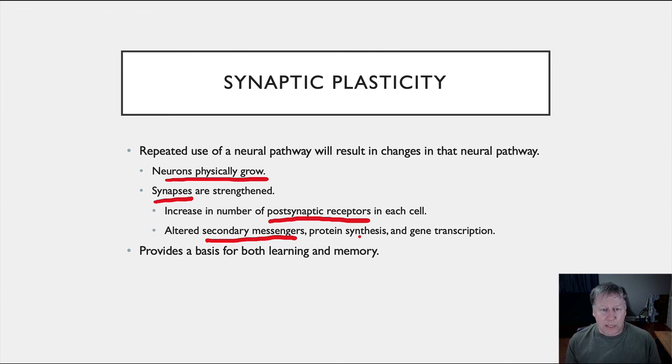By the same token, if you stop using neural pathways, they weaken. They start to atrophy. The neurons get smaller. We start removing some of those postsynaptic receptors. We're going to use those proteins for other things. Fewer neurotransmitters, fewer secondary messengers, and so on. This is why practicing can make you better, and not practicing does not make you better. It can make you worse.